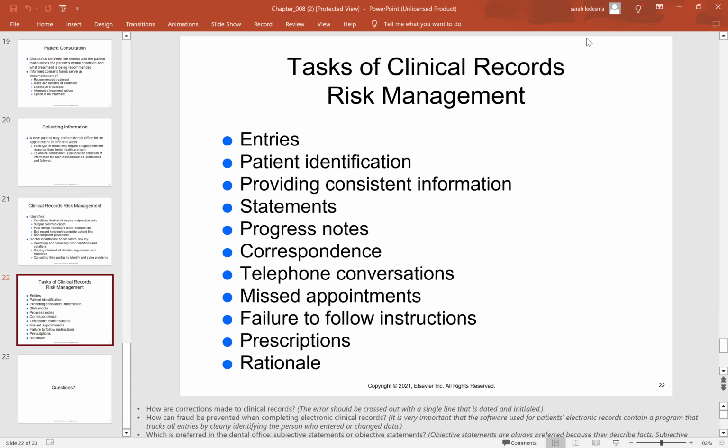Tasks of the clinical record risk management would include entries, patient identification, providing consistent information, statements, progress notes, correspondence, telephone conversations, missed appointments, failure to follow instructions, prescriptions, and the rationale.